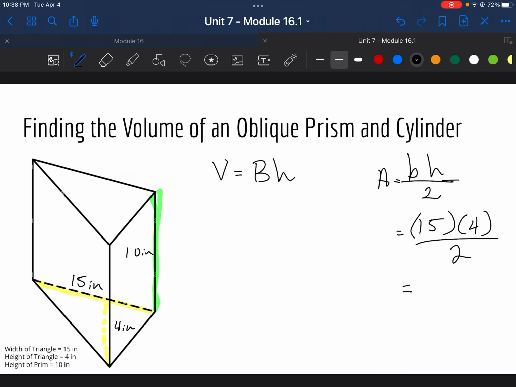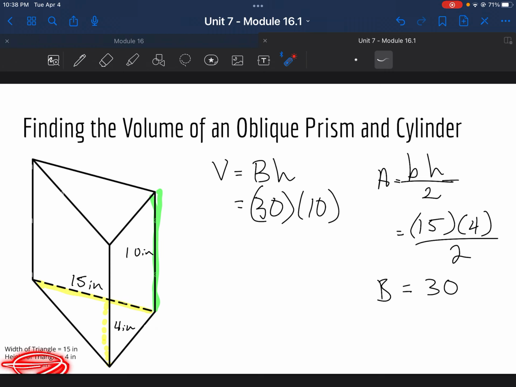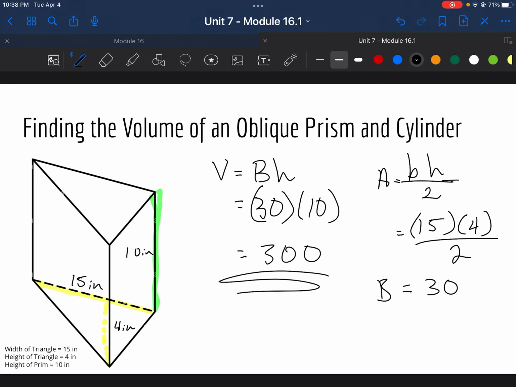So we're just going to plug that into our area formula, in which you get 15 times 4 is 60, divided by 2 is 30. So the area of my base is going to be 30 times the height of the prism, which we know is 10 because he gave it to us. So the volume is going to be equal to 30 times 10, which is 300. And we won't forget, we've got to put our units. In this case, it's going to be inches cubed.